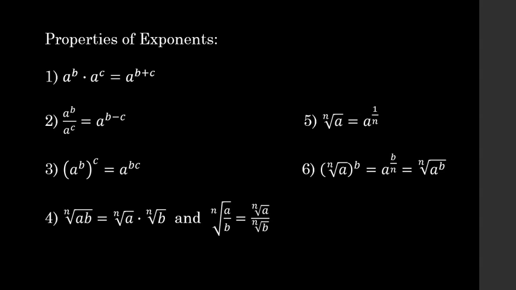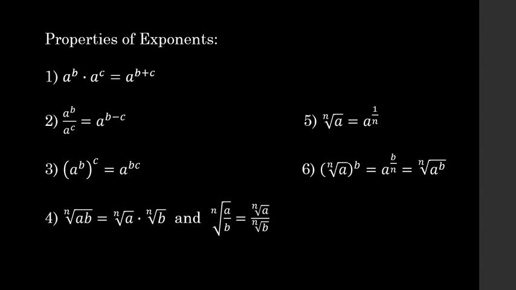Third, if we're going to take something that's raised to a power and then raise that whole thing to some other power, then that's the same thing as multiplying those powers. So a to the b, all raised to the c, is equal to a raised to the power b times c.